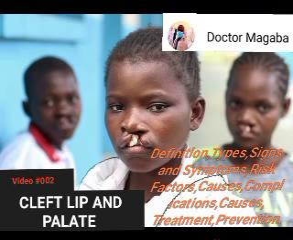Allow me to talk about the treatment of the cleft lip. The cleft lip and palate is treated with the aim to enhance the physical appearance and to improve the eating, speaking, and hearing ability of the individual.